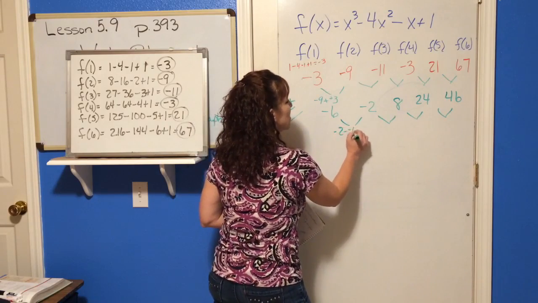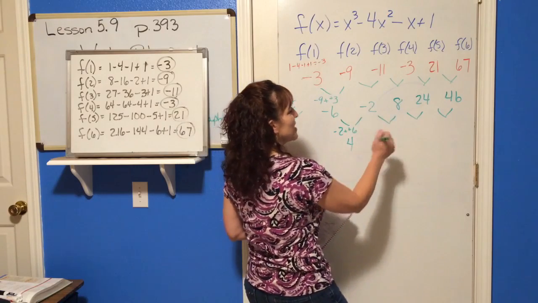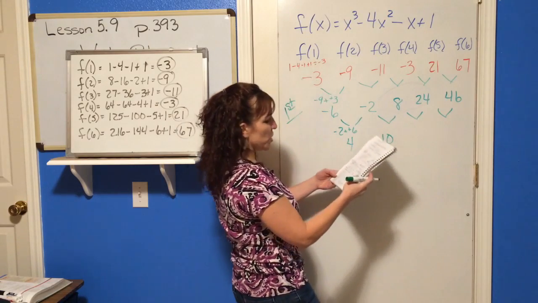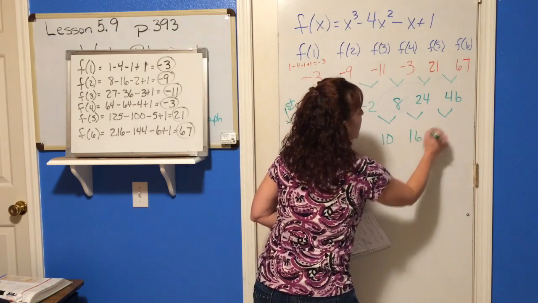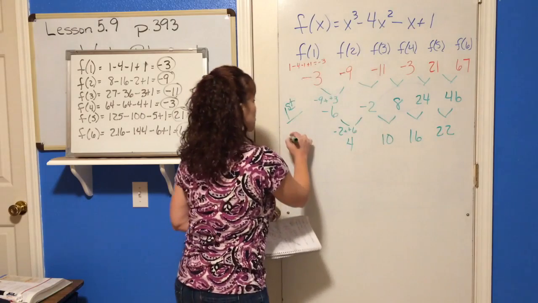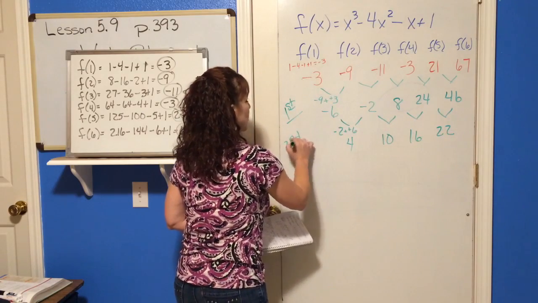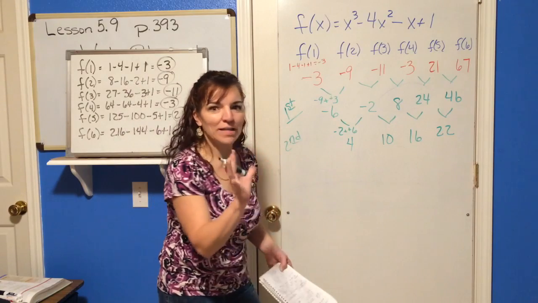-2 minus a -6 should give you a +4. 8 minus a -2 should be 10. 24 minus 8 will be 16. 46 minus 24 is 22. And that's your second order differences. We weren't expecting them to be the same yet. This is where we expect them to be the same.